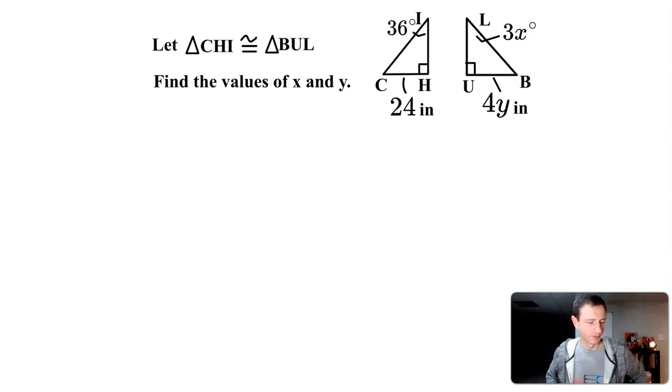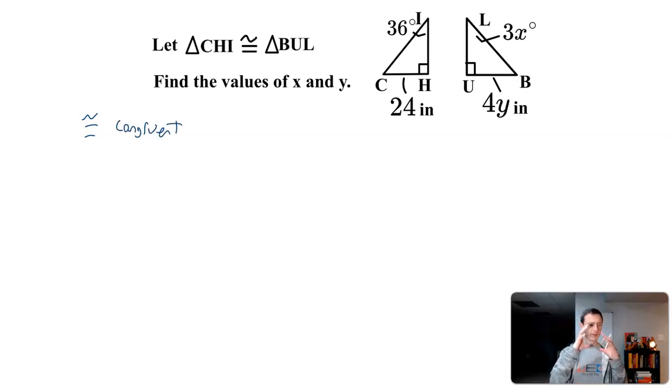I have some geometry. Let triangle CHI be congruent to triangle BUL. So first of all, before I get rolling too far here, this sign here, equal to, and then that, this is congruent, which means that they are equal to one another.